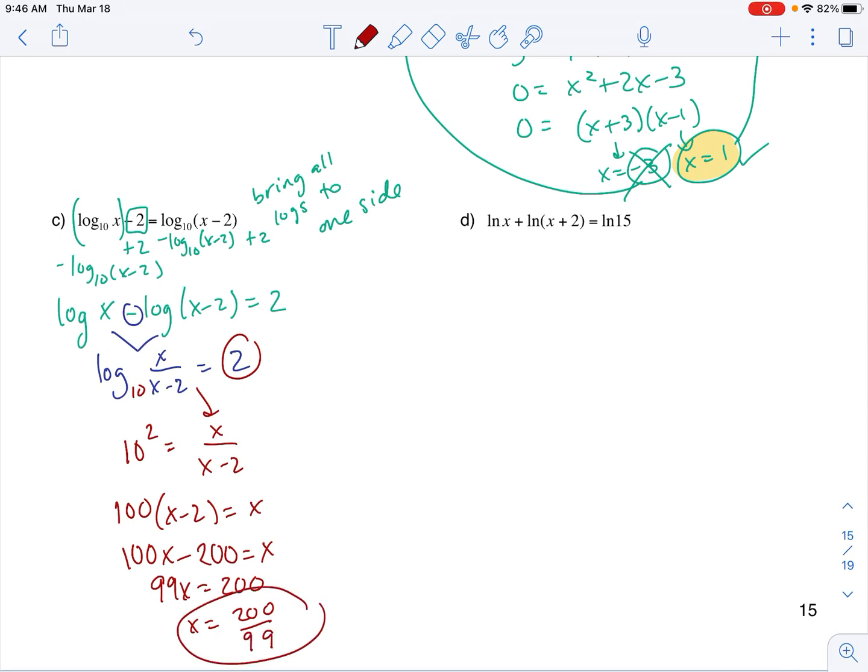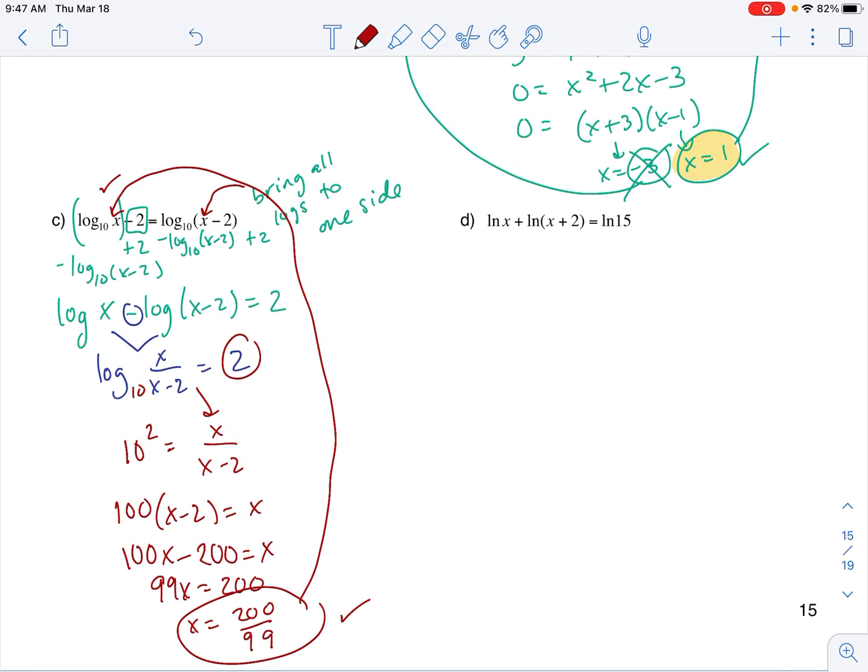Let's check and see if that works. So you always plug back into the original. So for that first one, it's good. When I plug it back in here, 200 over 99 minus 2, that just barely works, right? That is a positive number, so we're good. This is just a little bit bigger than 2, so we're good.